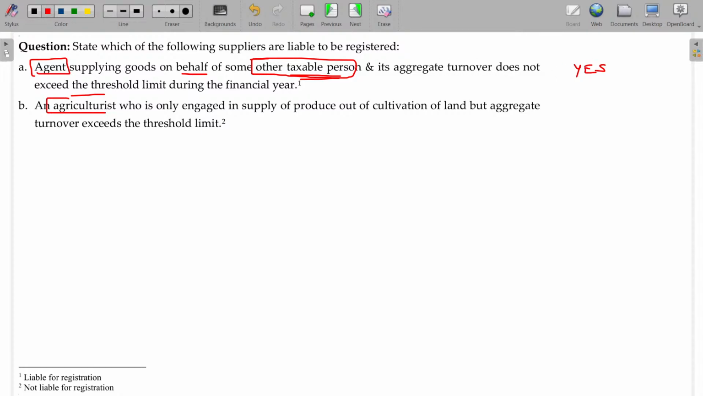An agriculturalist who is only engaged in supply of produce out of cultivation of land, but aggregate turnover exceeds the threshold. An agriculturalist is not required to register. Okay, specially provided he should not be involved in any activities other than cultivation and selling the goods that he cultivates, right?